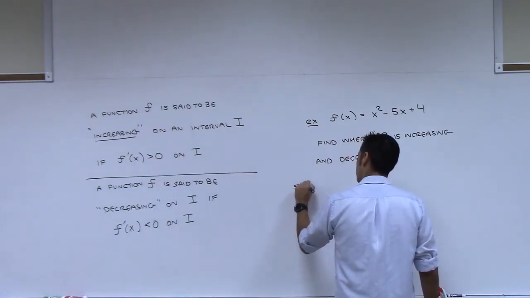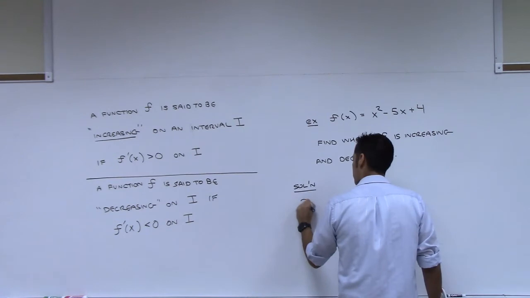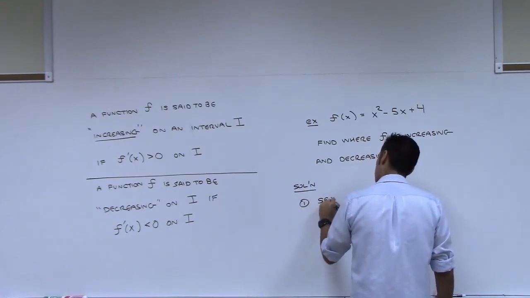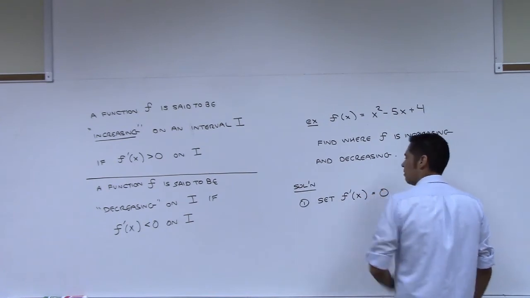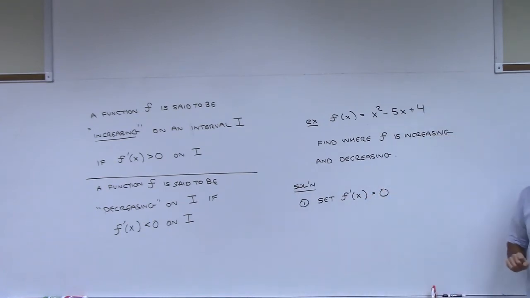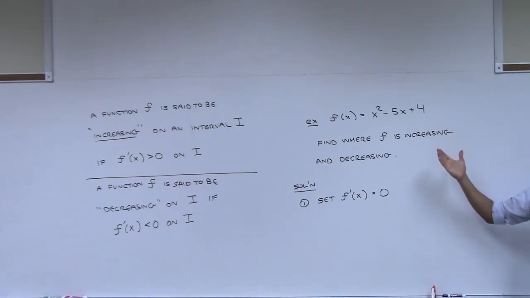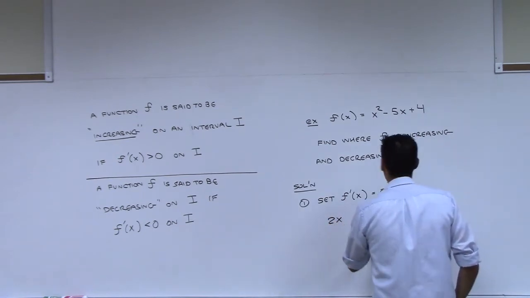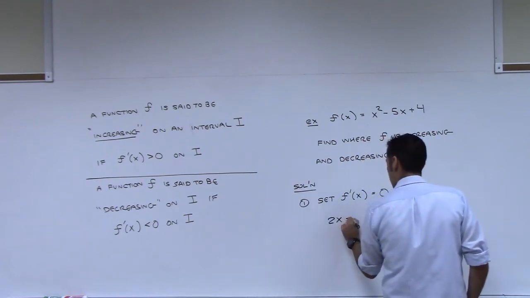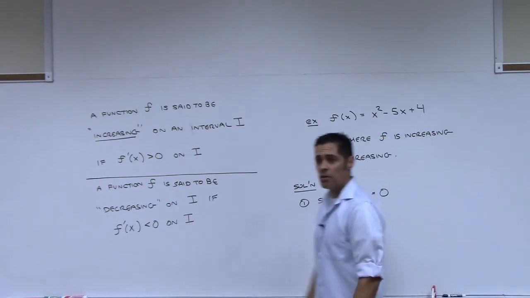First step, I need to set f prime of x equal to 0. Okay, that's going to be the first thing I do. So we need to be able to take the derivative, don't we? And what is the derivative of this function? 2x. Keep going. Minus 5. And that's it, right? That's our derivative.